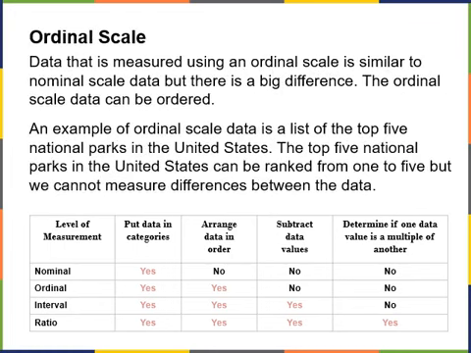Your ordinal scale can be ordered. That's the big difference between that and nominal scale. Nominal scale is literally just a description. Ordinal scale is different. That's data that's measured using a nominal scale, but it can be ordered. So for example, ordinal scale data could be the list of the top 5 national parks in the United States. The top 5 national parks can be ranked from 1 to 5, but we cannot measure differences between the data. Okay, so that's ordinal scale.